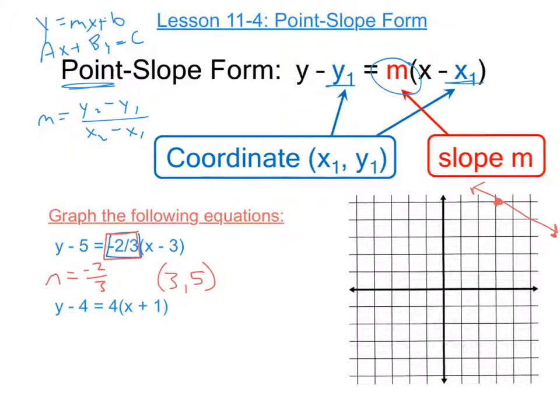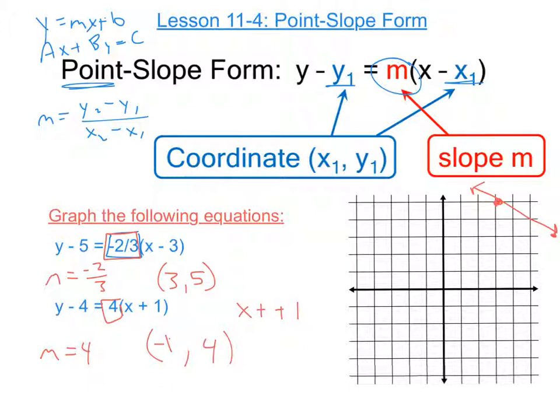All right. On this one, my slope is 4, so I'm going to write m equals 4. And then for my point, I've got x plus 1, but it's supposed to be x minus. So think about what I would subtract from x to get plus 1. Well, I'd have to do x minus a negative 1, right? Because subtracting a negative is adding a positive. So negative 1 is my x value. My y value, I'm subtracting 4, so my point is negative 1, 4.